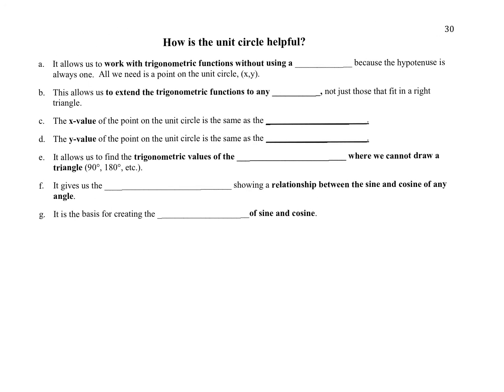So to summarize here, how is the unit circle helpful? First, we just started to see it allows us to work with trigonometric functions without using a triangle, because the hypotenuse is always 1. All we need is a point on the unit circle, x, y. So if we know a point, we learned today that we can find all 6 of the trig functions. This allows us to extend the trigonometric functions to any angle, not just those that fit in a right triangle. And we'll see this even more in the next lesson.